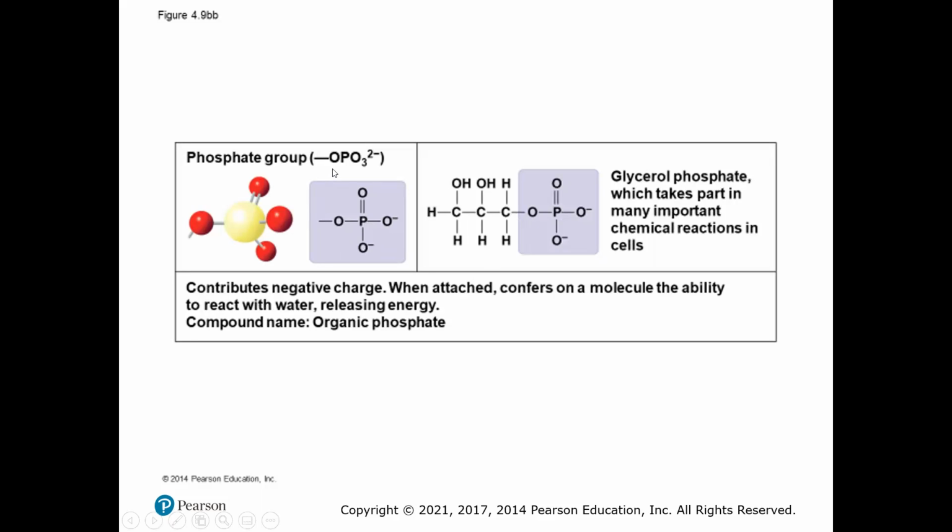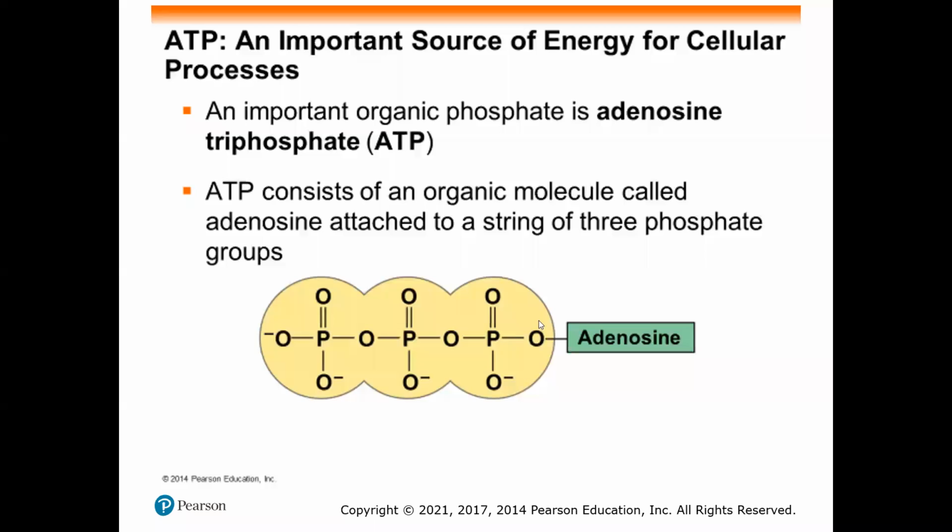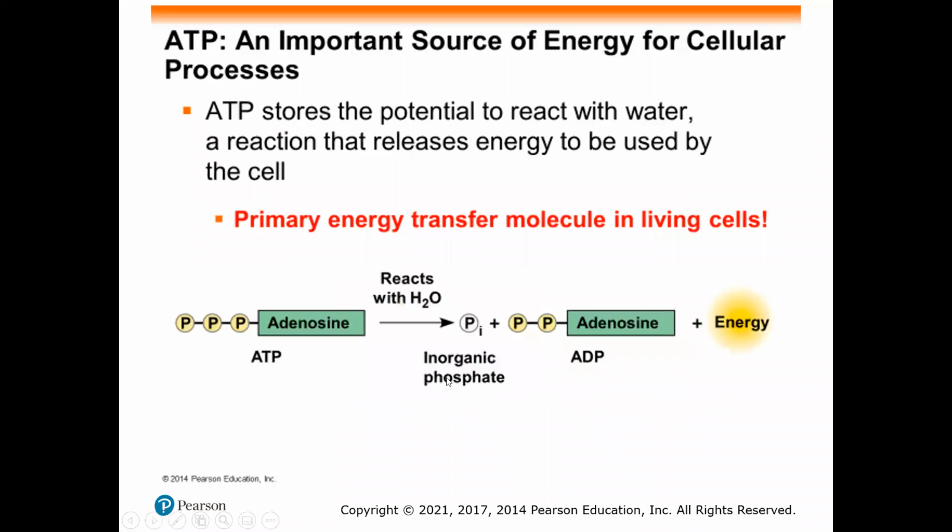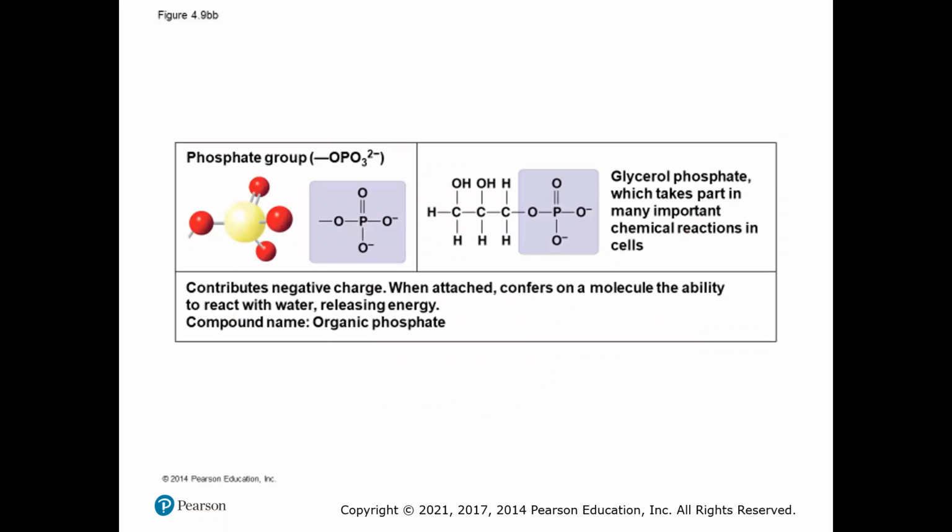Phosphate group, OPO3 or PO4, contributes negative charge when positioned inside a chain of phosphates. When attached, it gives a molecule the ability to react with water, releasing energy. So the compound name is organic phosphate. The phosphate group in this slide shows a simple example of an organic phosphate molecule.